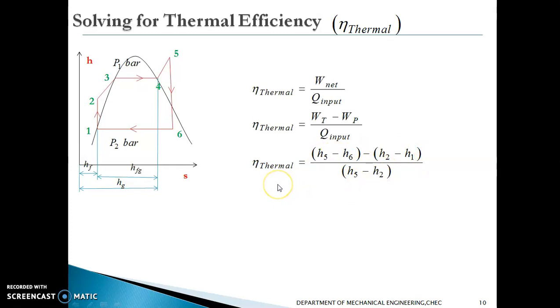So in order to find the thermal efficiency, the first step is to know the values of enthalpies at every state of the complete cycle. If we find all the enthalpies, the thermal efficiency can be found easily.